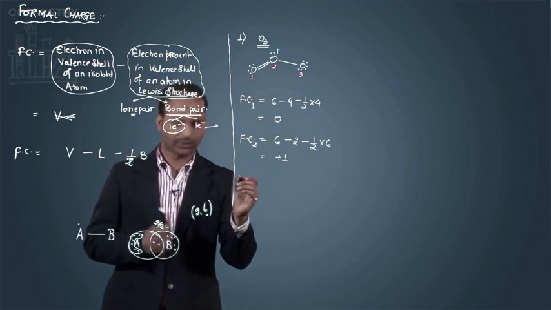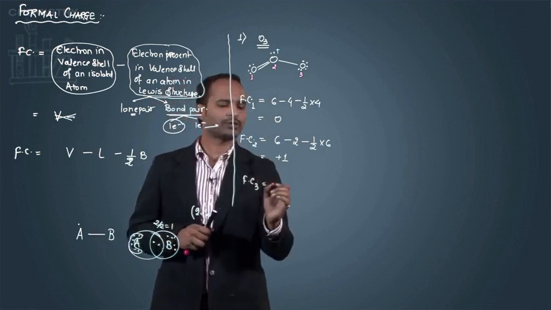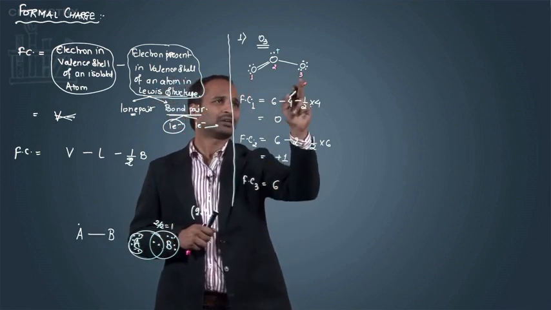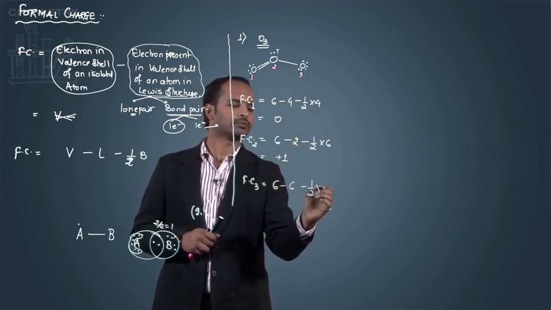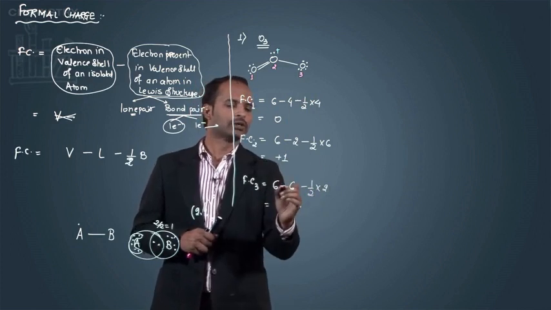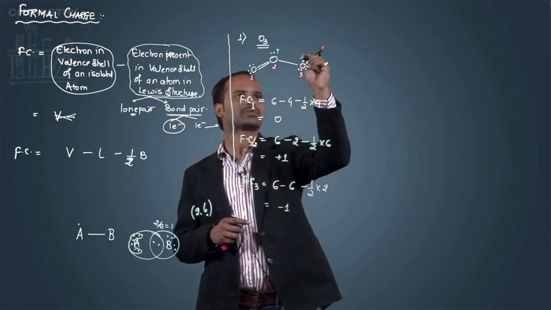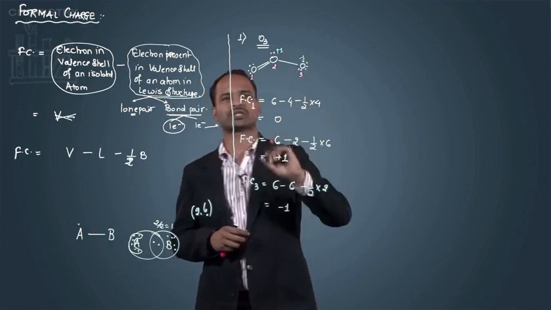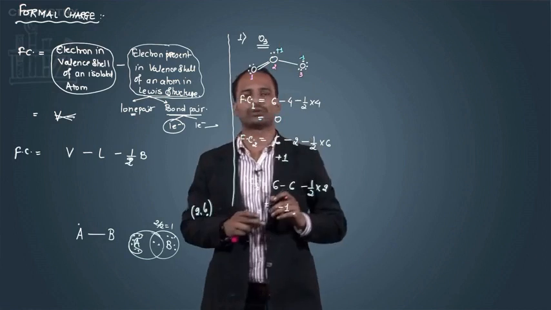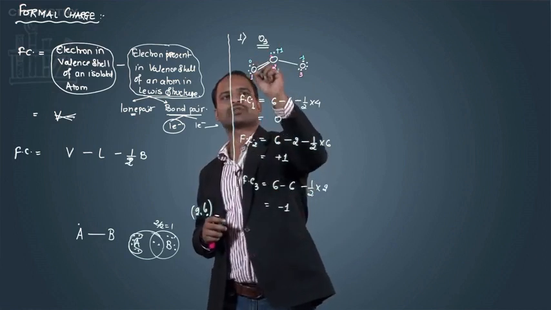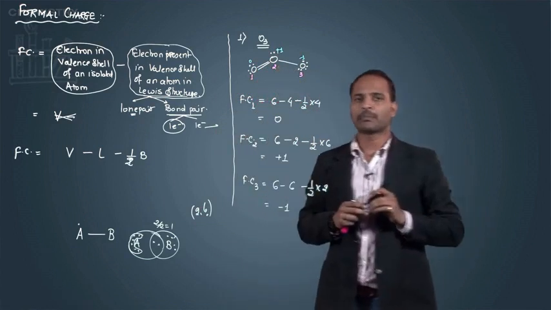Then the formal charge on the third oxygen. Total valence shell electrons is 6, total lone pair electrons is 6, and bond pair is half of 2, since it is forming only a single bond. So it is 6 minus 6, 0, minus half of 2, that is minus 1. That means this third oxygen is having minus 1 charge. This is plus 1 and this is minus 1, and the overall charge is neutral because plus 1 and minus 1 is 0. So overall ozone is neutral. But out of these 3 oxygens, one oxygen is having no charge, the central oxygen is having plus 1 charge, and this oxygen is having minus 1 charge.